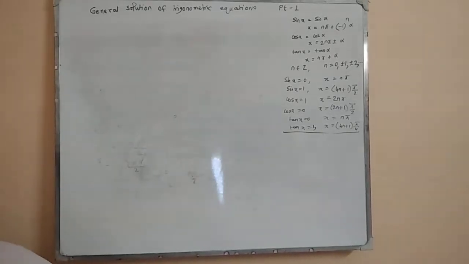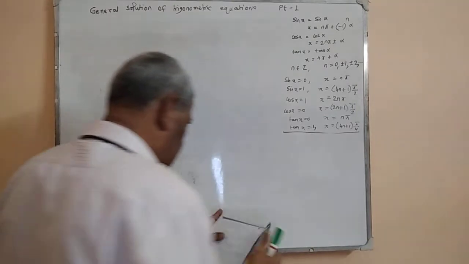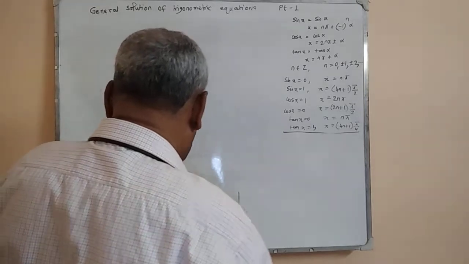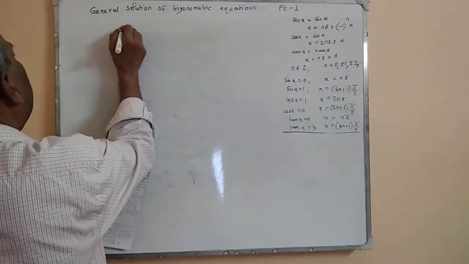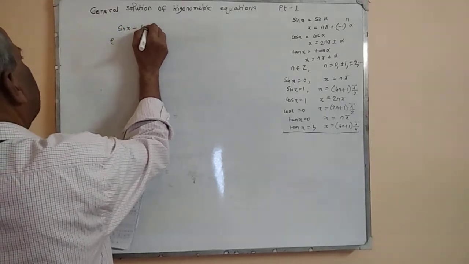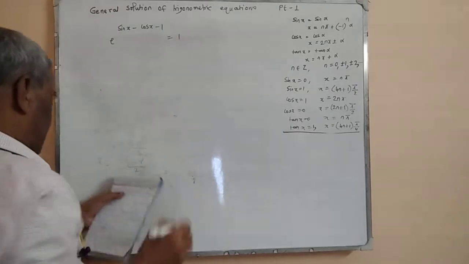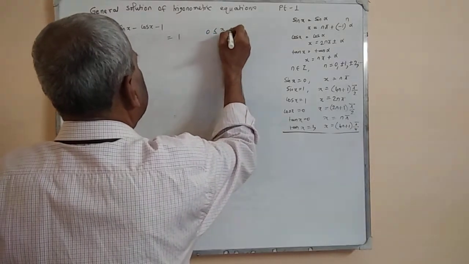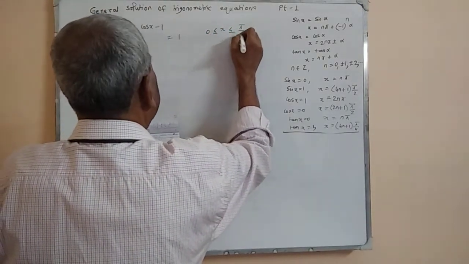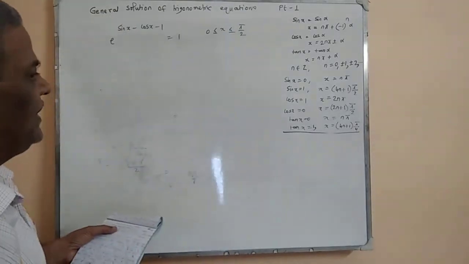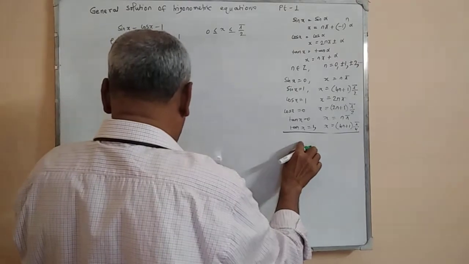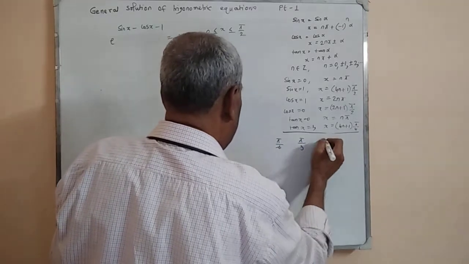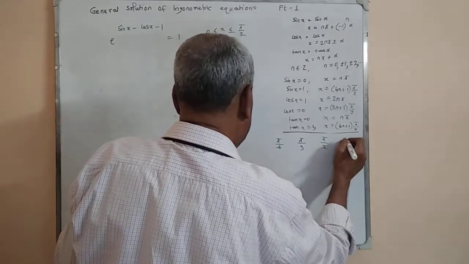Our next problem. If e to the power sin x minus cos x minus 1 is equal to 1 and 0 less than or equal to x less than or equal to pi by 2, then x is, options are, I am writing here, options are pi by 6, pi by 3, pi by 2 and pi by 4.